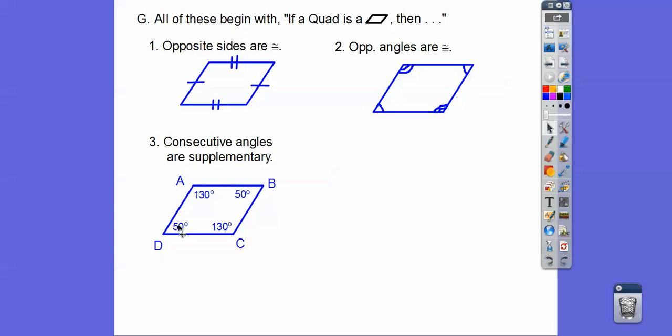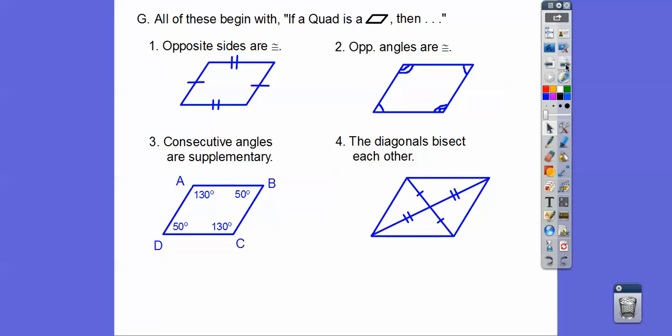So whatever that angle is, this one's 180 minus that. This angle's 180 minus that, 180 minus that. They're supplementary. That's what supplementary means, okay? And the one that's forgotten a lot is that the diagonals bisect each other. So this side equals this side and this side equals this side only when it's a parallelogram, okay?